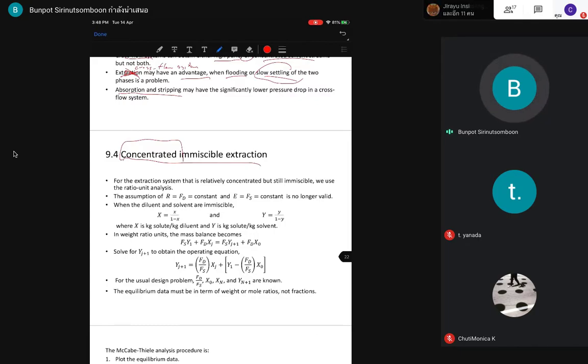In the dilute system, we say that raffinate is equal to diluent, and extract is equal to solvent, because the solute is very small. But when you have a high concentration of solute, these assumptions are not valid anymore. We can still assume that the diluent and the solvent are immiscible, they don't mix with each other. But we cannot say that R equals D and E equals S anymore.